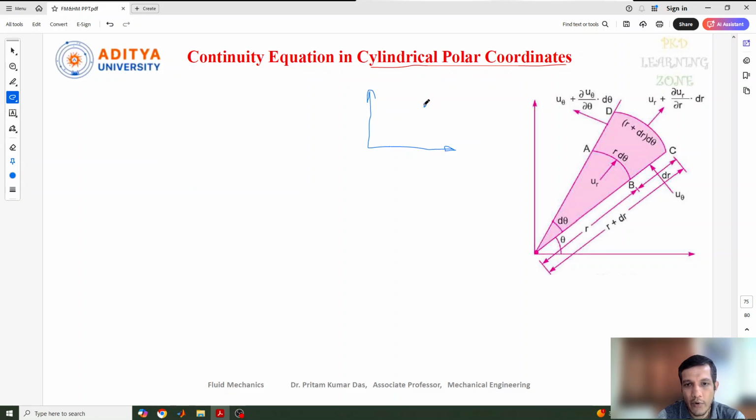Suppose P is a point, and we need to describe this P point's location from the origin. Some distance or some marking needs to be given for this. For this polar coordinate system, we mark r and theta. So r is nothing but the distance from the origin point to this P point.